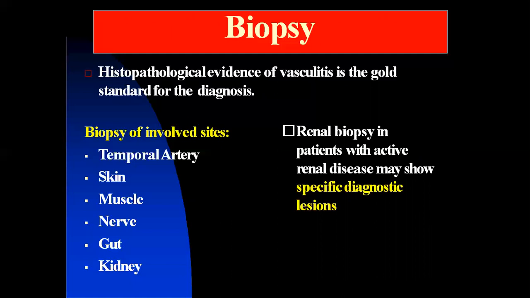From where can we get this tissue biopsy? That is temporal artery, skin, muscle, nerve, gut, kidney. Renal biopsy in a patient with active renal disease may show specific diagnostic lesions. This is important: the diagnostic lesion with renal biopsy. If a person suffering from vasculitis is affected with some other renal disease like glomerulonephritis, we can see active lesions of vasculitis in such a biopsy.